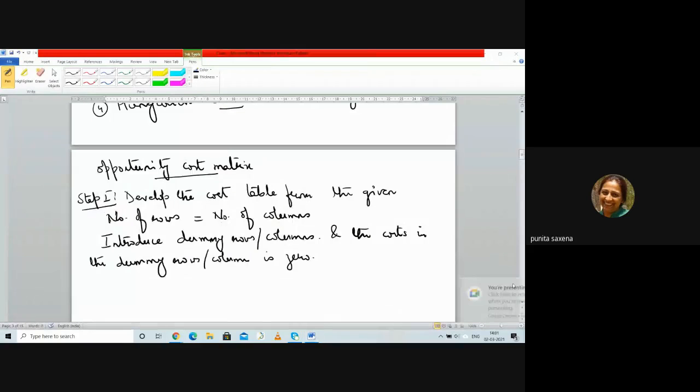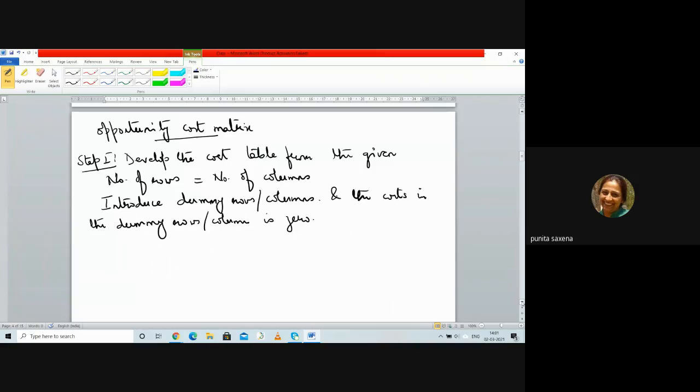So the first step is, just like in the transportation problem, the very first thing we check is whether it is balanced or not. In a similar manner, we are checking whether the number of rows is equal to the number of columns or not.